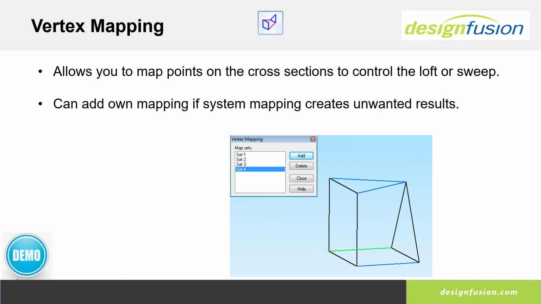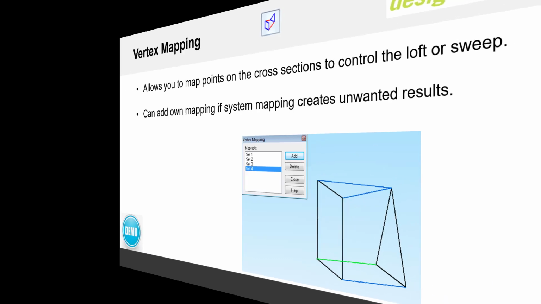Now in the part environment with Lofted commands, we've had vertex mapping for many years, as far back as I can remember. And again, the automatic vertex mapping does most of the work, but on the rare occasions you're going to run into sketches that have different number of vertices than each other, and it could cause some issues. So let's have a quick look at an example in the part environment.